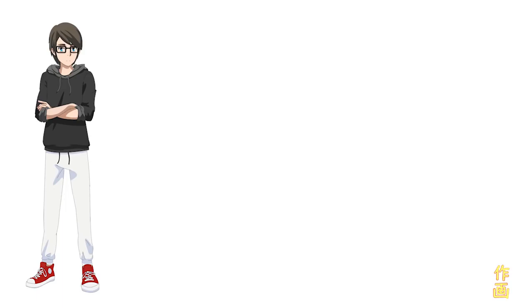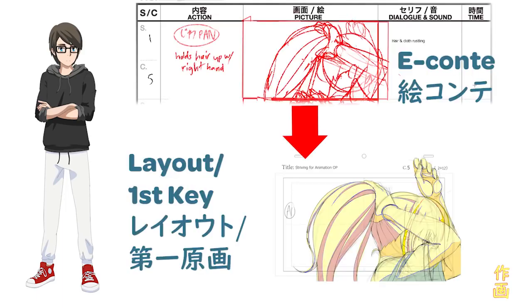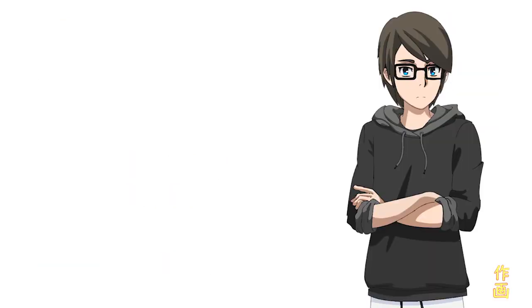In this video, we'll be demonstrating the process of taking ekonte to the layout, or first key stage, layout to daiichi genga in Japanese. It's a bit confusing, but in the anime pipeline, there's no completely separate step for the background layout. The layout and the roughs of all the keyframes happen at the same time by the animators.